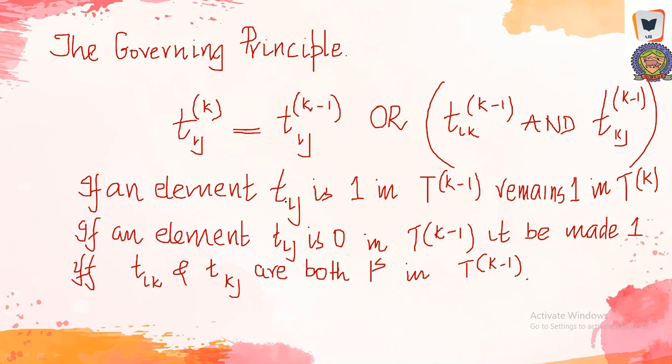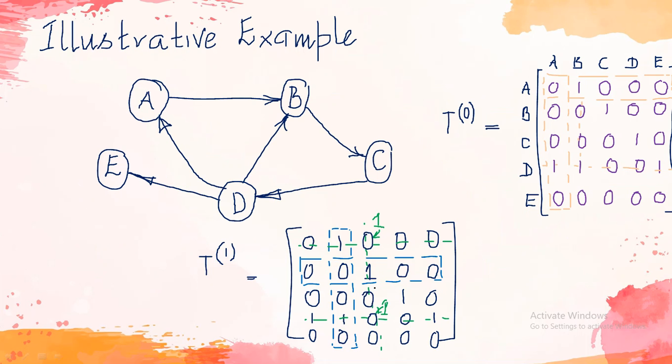If an element Tij is 1 in T of k minus 1, it remains 1 in T of k. If an element Tij is 0 in T of k minus 1, it will be made 1 if and only if Tik, the entry at the ith row and kth column, and Tkj, the kth row and jth column, are both 1s in T of k minus 1. This is the governing rule, and we need to remember it whenever we want to develop code for this. Anyway, we will take an example.